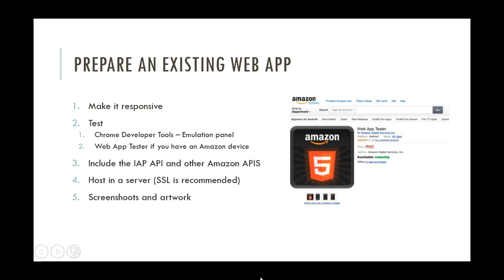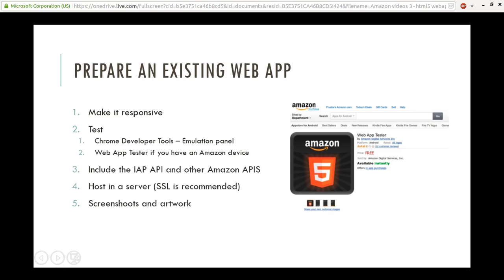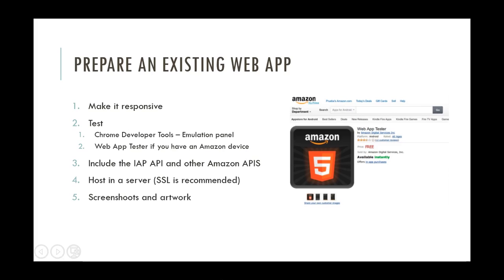If you own an Amazon Kindle, you can also find the app called Web App Tester in the Amazon store, which allows you to run these web apps by entering the URL. And you see it on the actual device, what it's looking like. You have to host your existing web app or web game on a server that should have SSL. That's recommended, but it's compulsory in some cases. So if you are using the in-app purchase API, you will need to have that activated. Same as if you're using geolocation or the storage API.